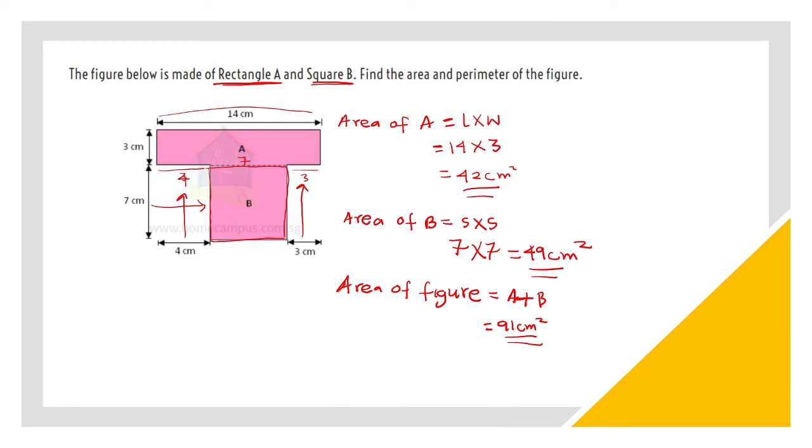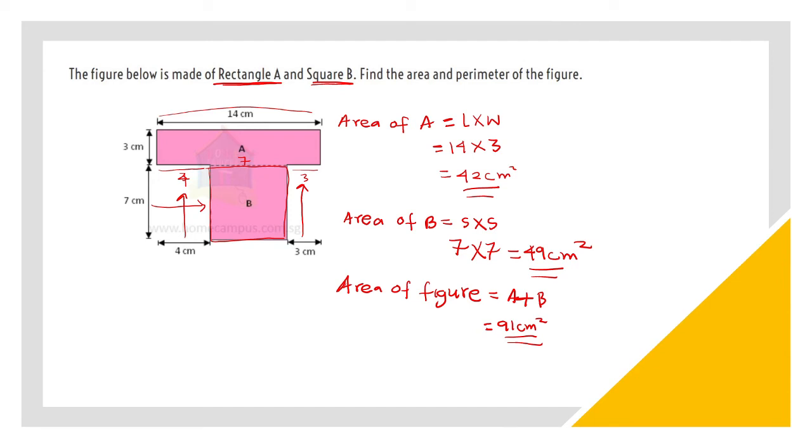Since we have small mini diagrams inside, a square and a rectangle, we have to find the area of A first and the area of B, and when you add the two of them, area of A plus area of B, you actually get the area of the whole diagram.